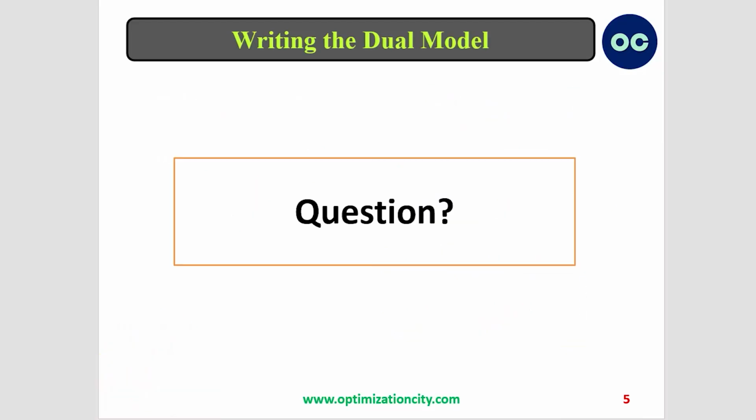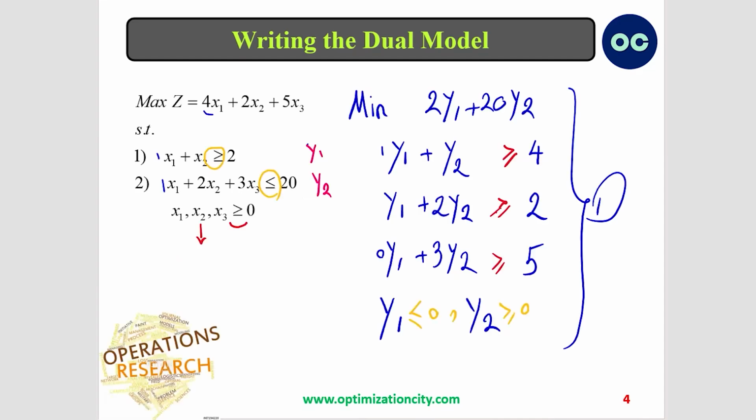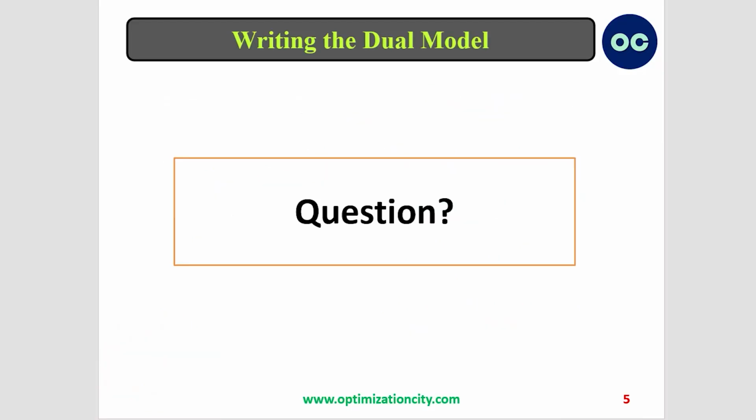In this example, we observe that if the constraint in the original model is greater than or equal, its corresponding dual variable is non-positive, as for y1. And if the constraint in the original model is less than or equal, its corresponding dual variable is non-negative, as for y2. Here is a question to consider: if a constraint in the original model is written as an equality, how should the corresponding dual variable be defined?